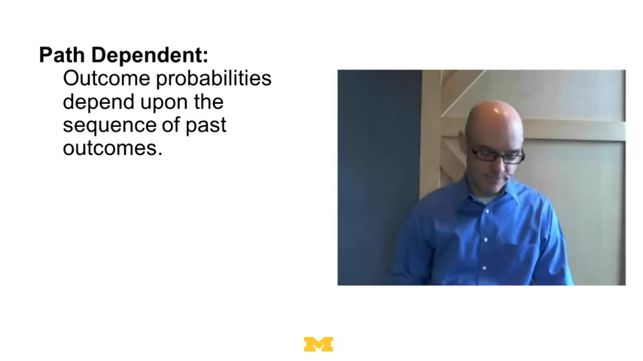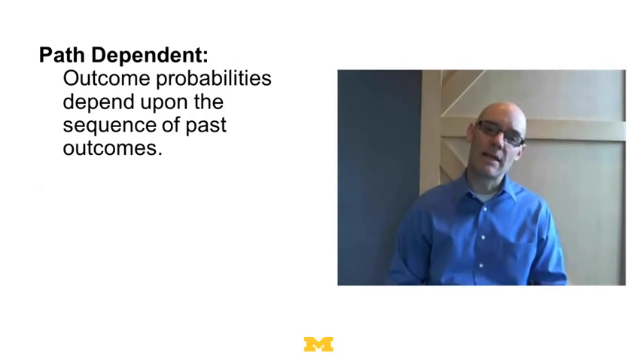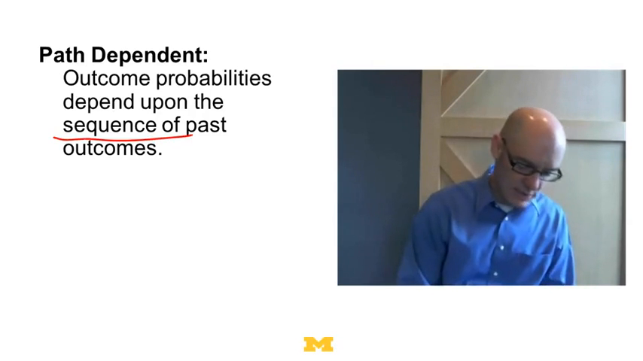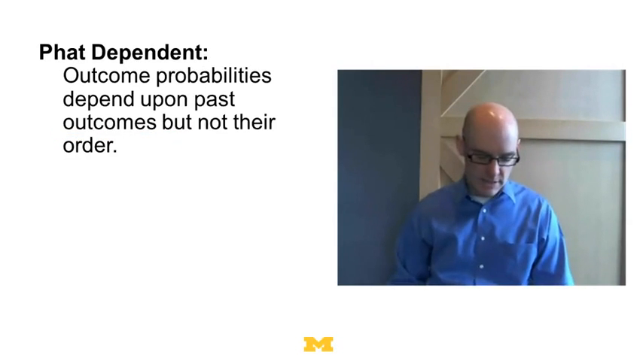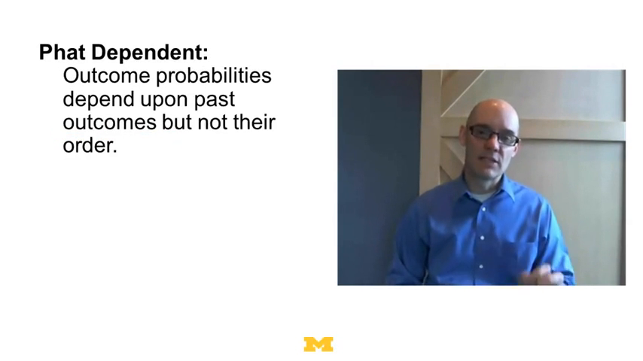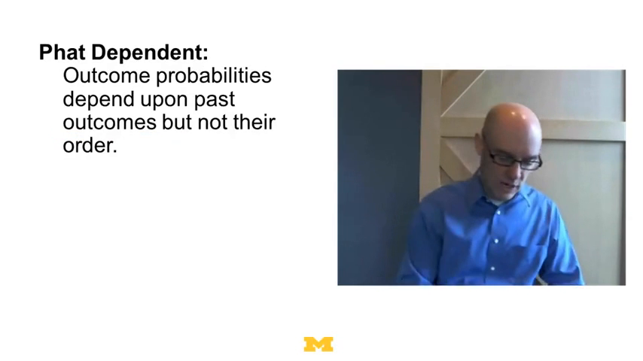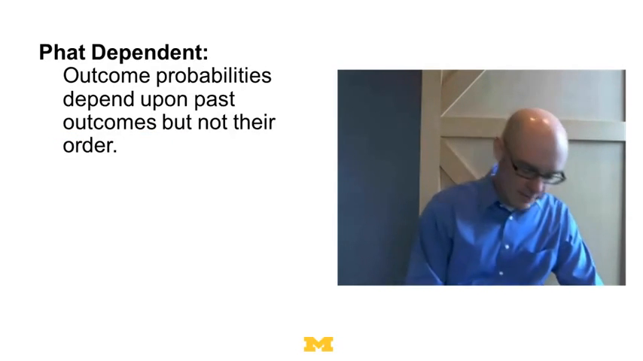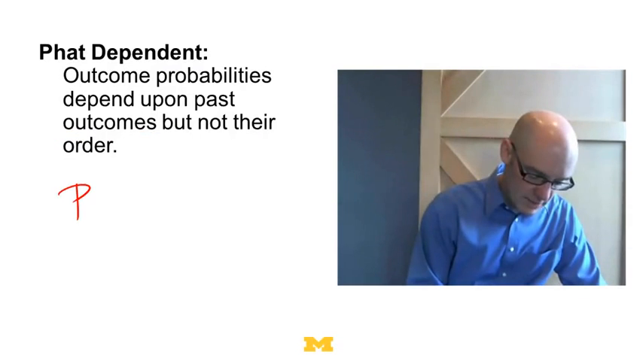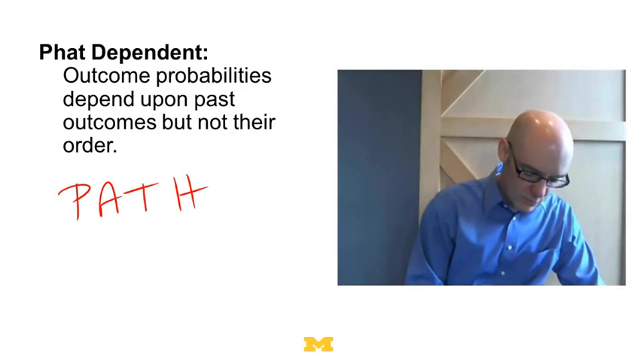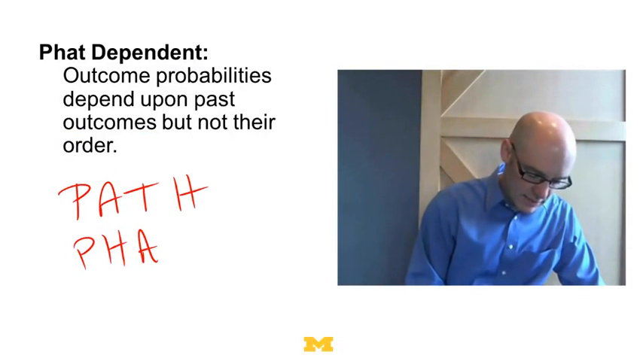So again, at each moment in time, the event depends on past history, but the long run equilibrium doesn't depend on history. Now, remember when we talk about path dependence, we're saying the outcome probabilities depend on the sequence of past events, past outcomes. I want to make a distinction between that. Remember, we have that path dependence and fat dependence, where outcome probabilities depend on past outcomes, but not their order. So I call this fat because, remember, I could think of path and rearrange the letters to get fat, by just switching the H over here.